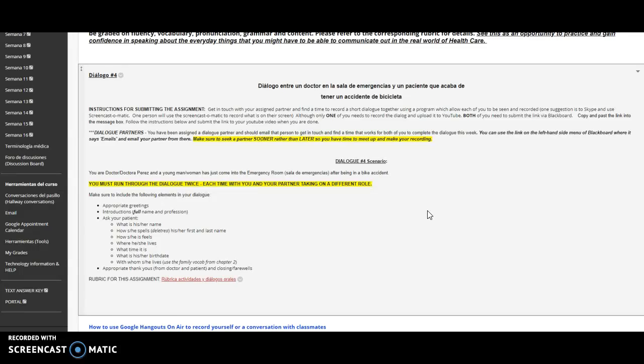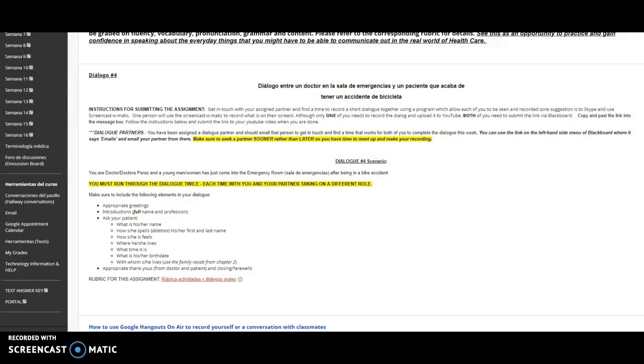So you'll be covering the appropriate greetings, introductions. The doctor should introduce him or herself with full name, ask the patient for his or her name and how to spell both the first and last names. Find out how he or she is feeling, where he or she lives. Find out if he or she knows what time it is at the moment. Find out when his or her birth date is and with whom he or she lives. You're using vocabulary about the family from Capítulo 2, and I'd like you to use as much family vocabulary as you can. And then you'll have the appropriate thank yous and farewells for the moment.